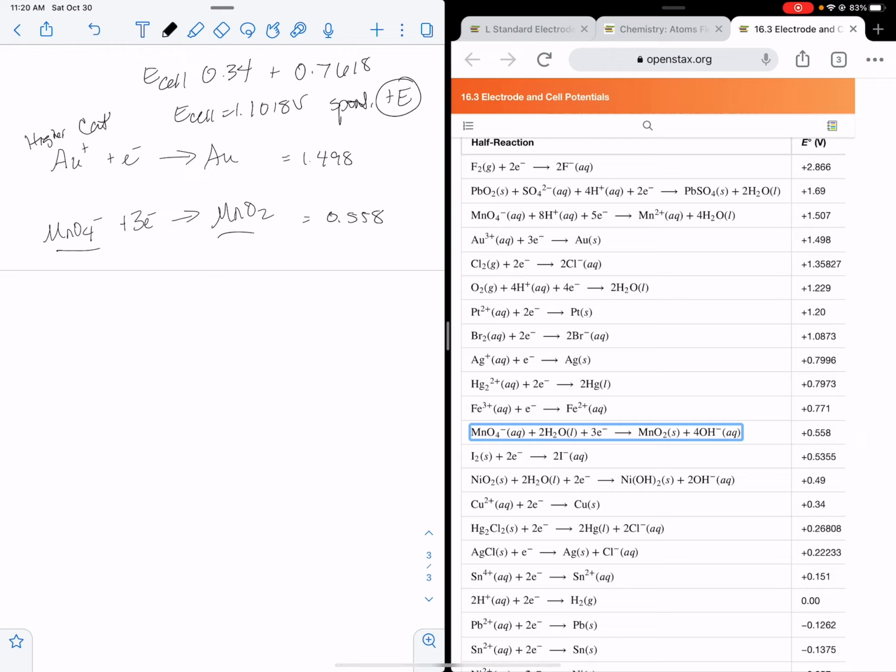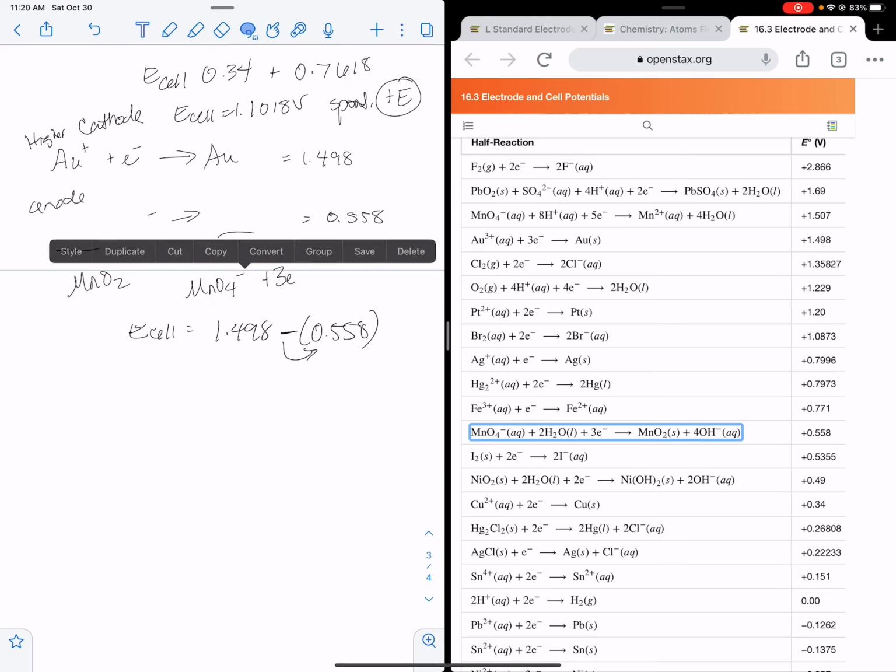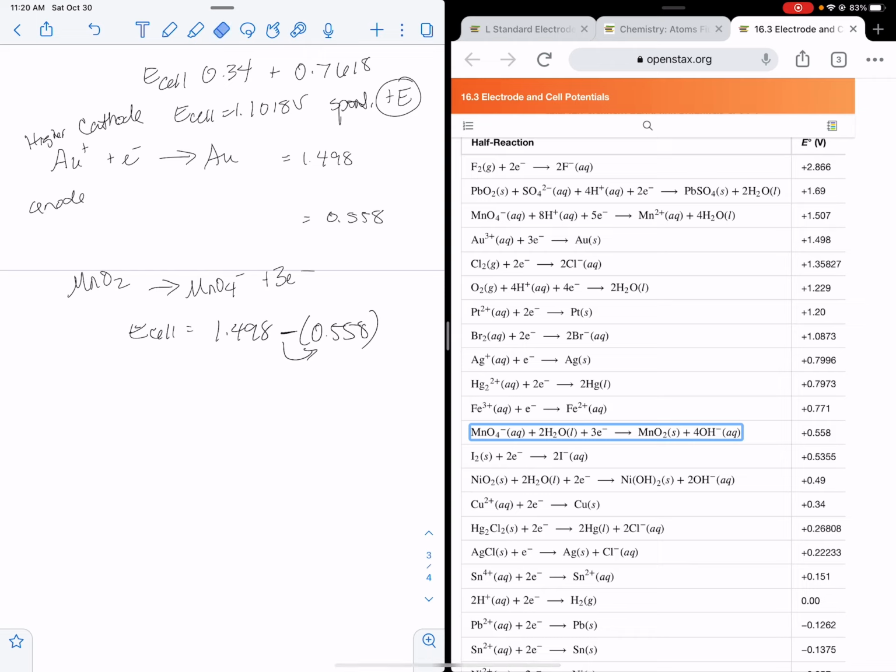It's going to be our cathode. This one is going to be our anode. And so again, E cell is 1.498. And then we're flipping this one. So the negative flips it. Because this reaction doesn't want to be like this. The Mn wants to be on the left. And these ones want to be on the right. And our arrow wants to be over like that. That's what that reaction wants to do.